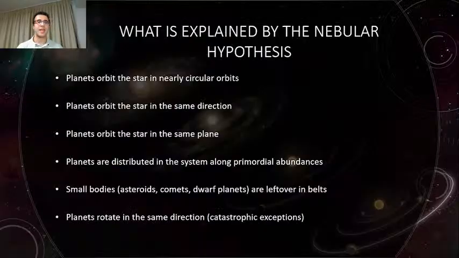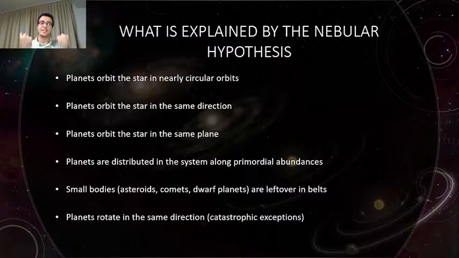Now, let's recap what is explained by the nebular hypothesis. Because we have this disk of planetary formation, this accounts for planets orbiting the star in nearly circular orbits, and for planets orbiting the star in the same direction. All the planets in our solar system go around the sun in the same direction, counterclockwise. Then planets can also orbit the star in the same plane. So it's not like you have one planet orbiting like this, another like this, and the other like this. They're all roughly around the same plane.